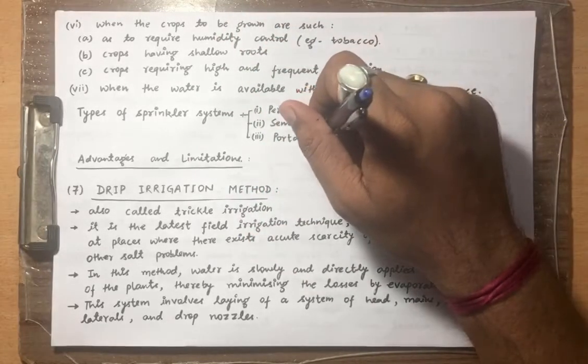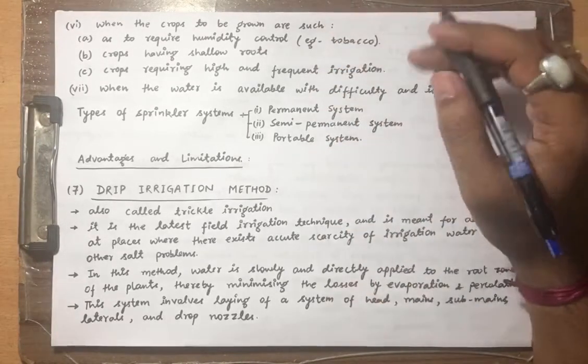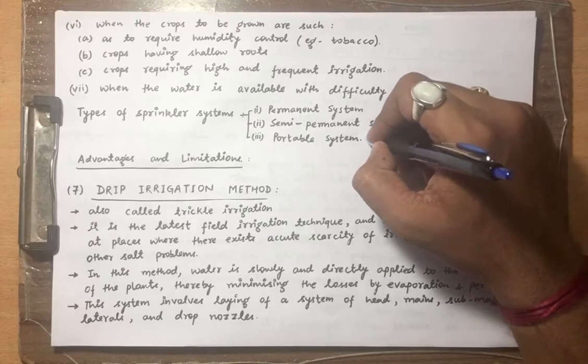In the semi permanent system, there is a mixed type of system. This is a mixture of permanent and portable systems.